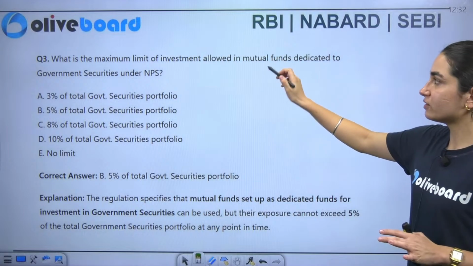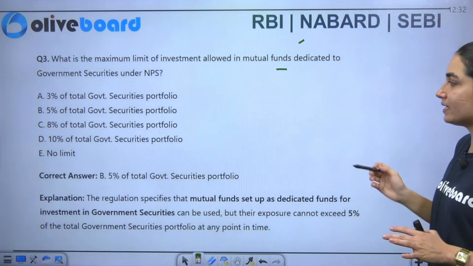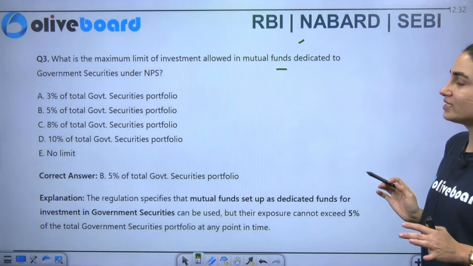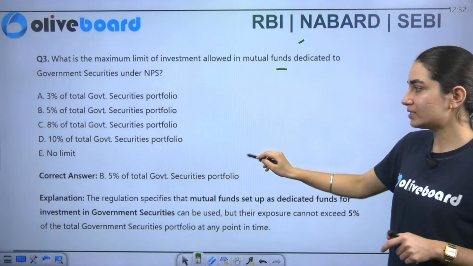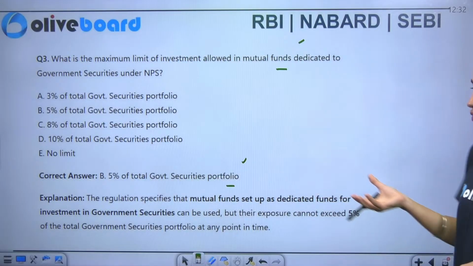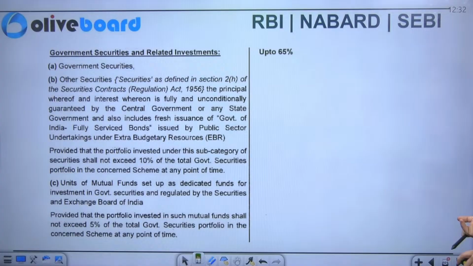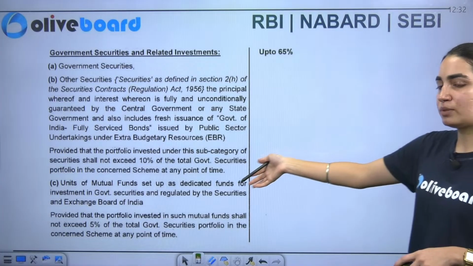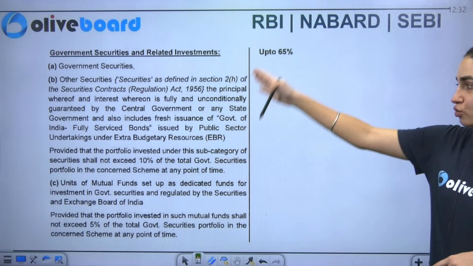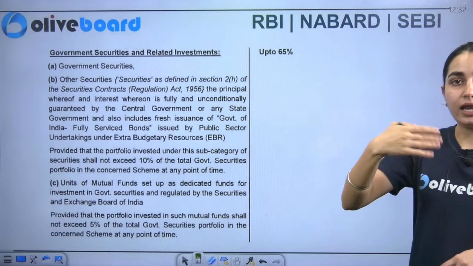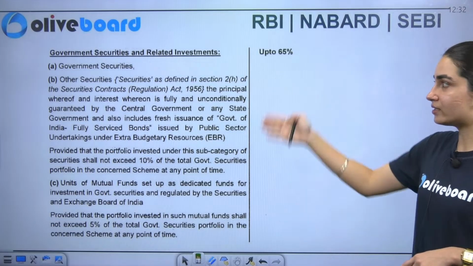What is the maximum limit of investment allowed in the mutual funds dedicated to government securities under NPS? So always remember, this is 5% of the total government securities portfolio. Now this is from where I have taken an explanation. This is the formal document only, so as and when I read, I'll share the PPT with all of you. You can read the entire document.